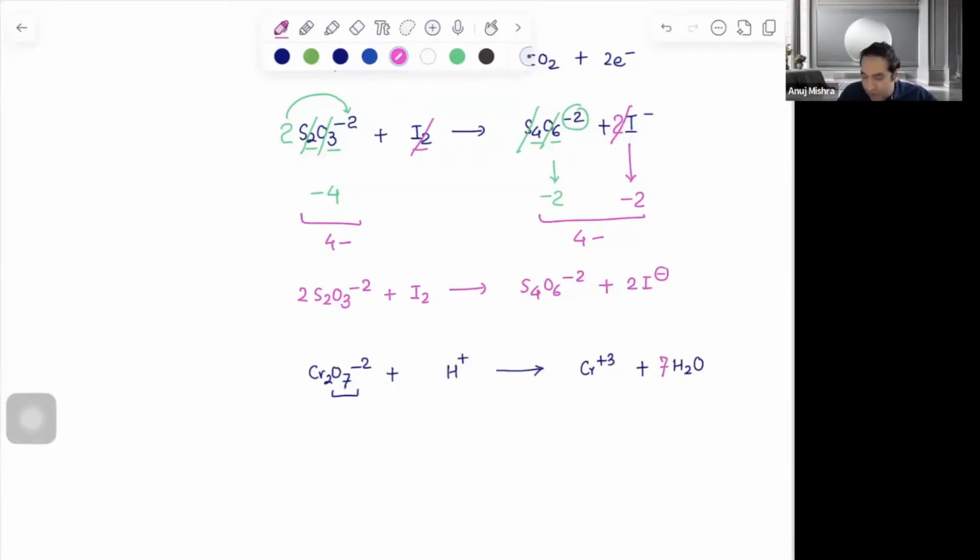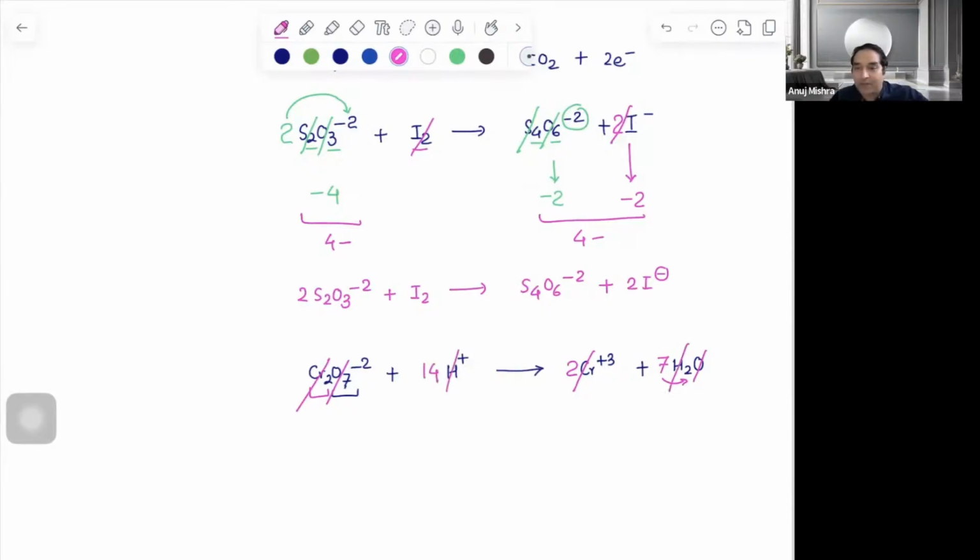We are seeing this from here, right? Yes or no? Please tell me. 7O, and then Cr2, so 2Cr plus 3. As soon as you do this, Cr and O are balanced. And then 7 into 2 is 14. I have to write 14H so that H is also balanced.